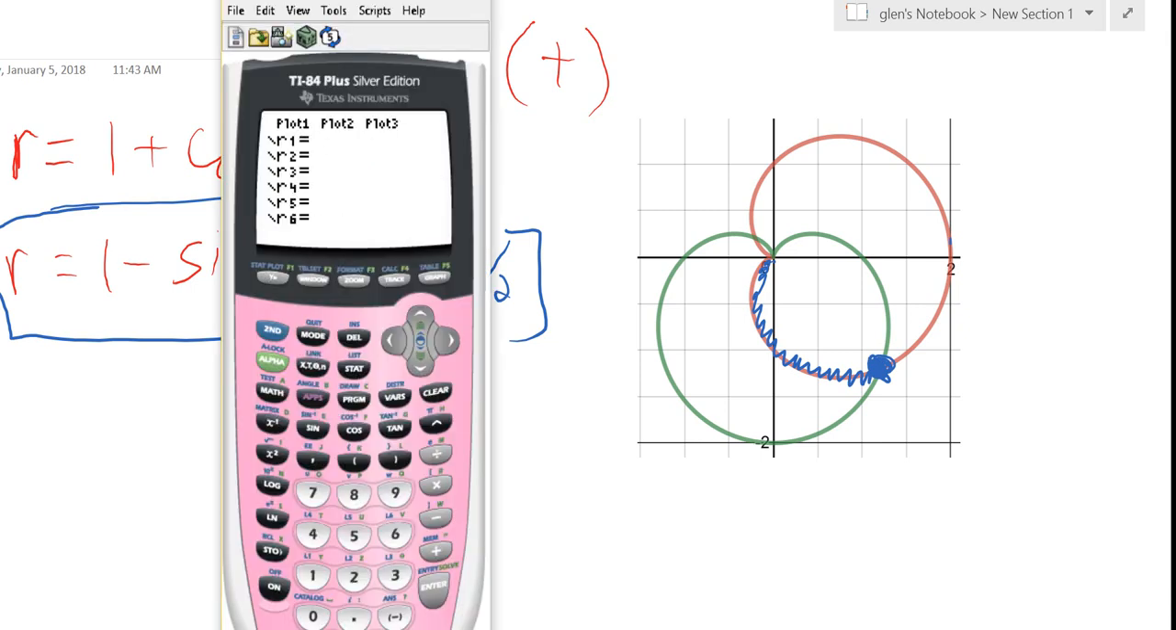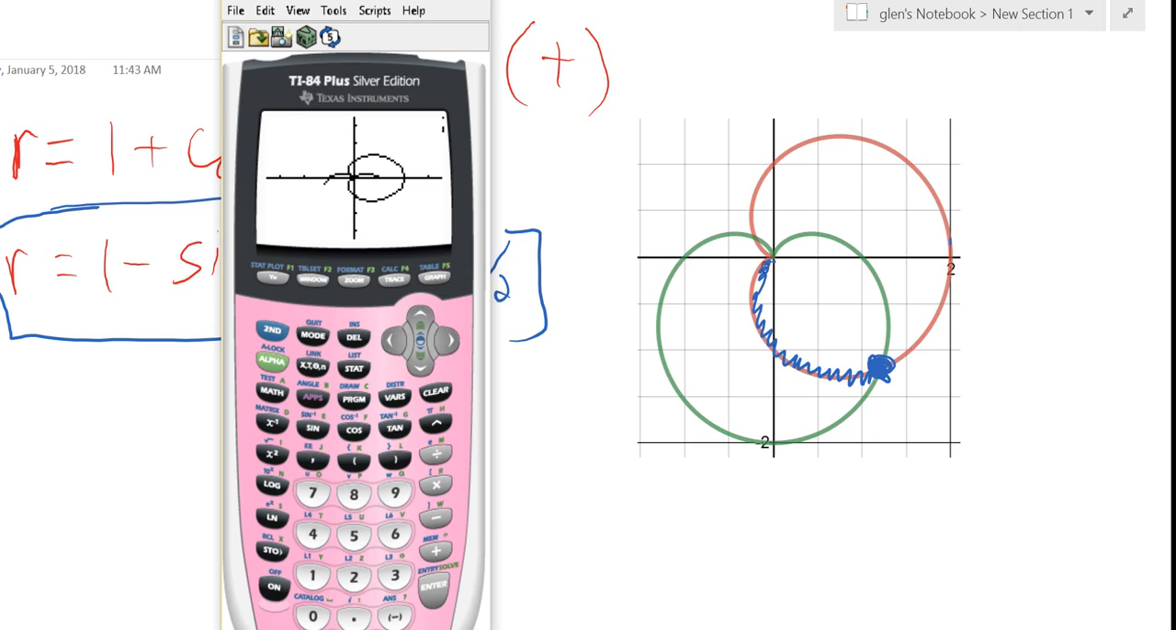We could go in here and graph both of these. 1 plus cosine theta and 1 minus sine theta, right? Okay. We don't want to do that. Boom. Cool. And now when you graph this, the window's going to be a little bit too big. Okay. What did I do? Oh my god. What did I do wrong? Oh, there's too many parentheses.